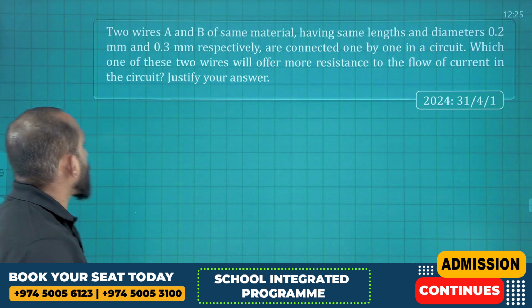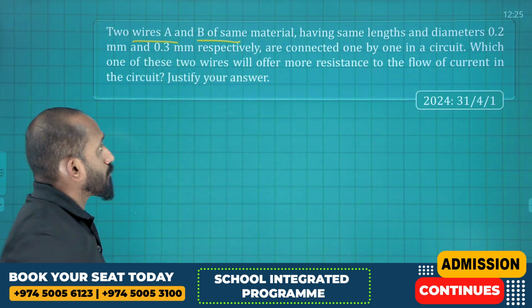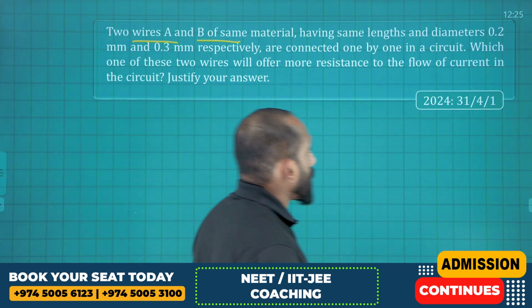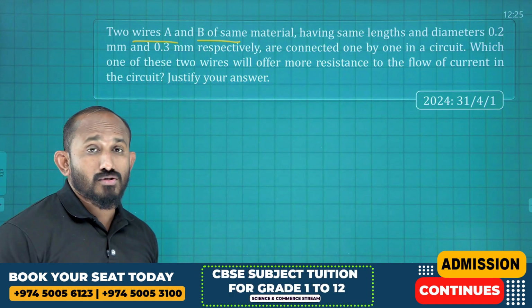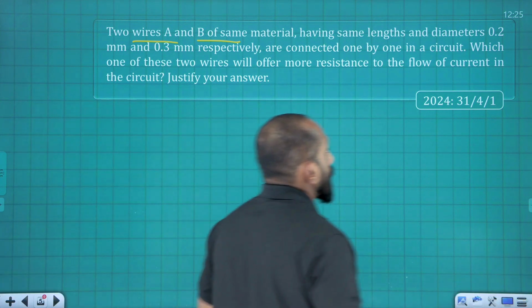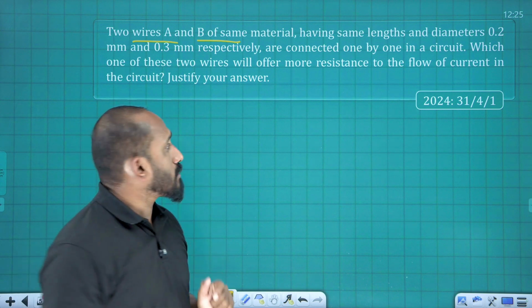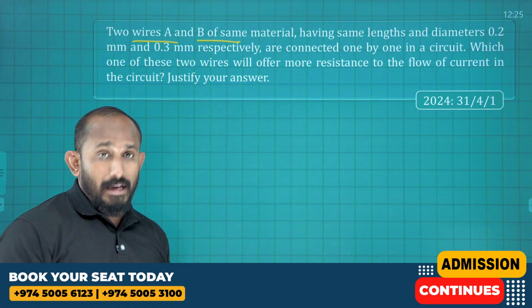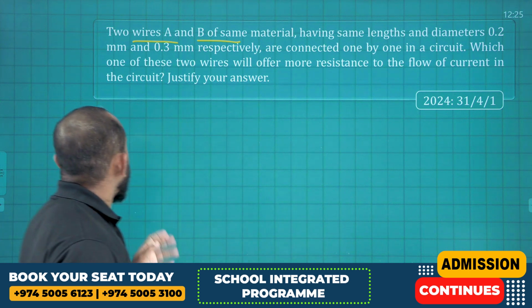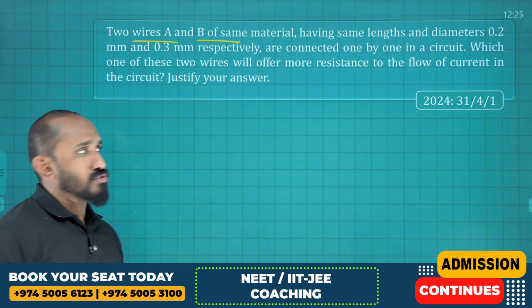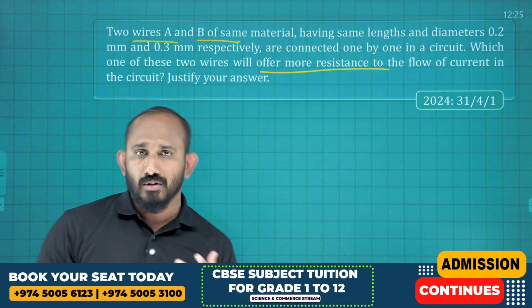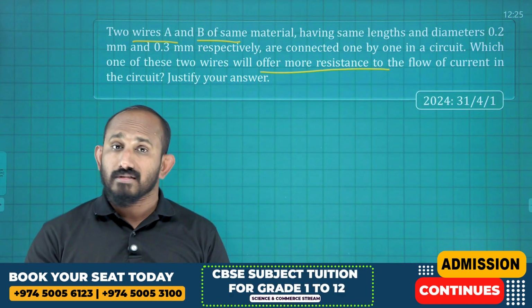Two wires, A and B, of the same material, having the same length and diameters 0.2 millimeter and 0.3 millimeter respectively, are connected one by one in a circuit. Which one of these two wires will offer more resistance to the flow of current in the circuit? Justify your answer. So, which one will have more resistance is the question. So, it's regarding the question of resistance.